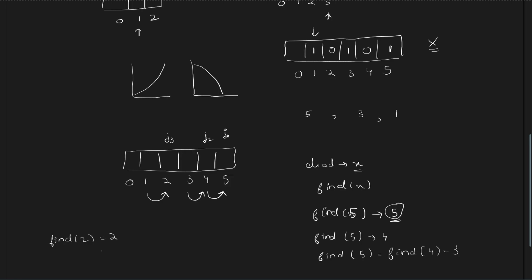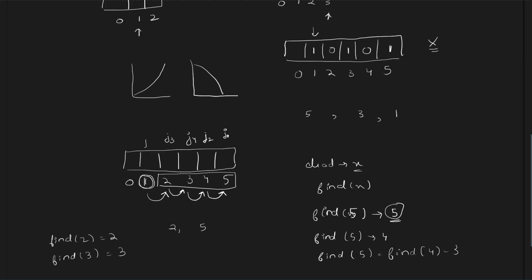Next, the job had deadline 3. So I would do find of 3, and it will return me 3. I place my J4 job here, and now these two would be merged. The advantage with this approach is that since 2 and 3 are now merged, for any value from 2 to 5, if I do find of 2, 3, 4 or 5, it will always return me 1, because all these values are merged into 1. That is the latest job that I can take.